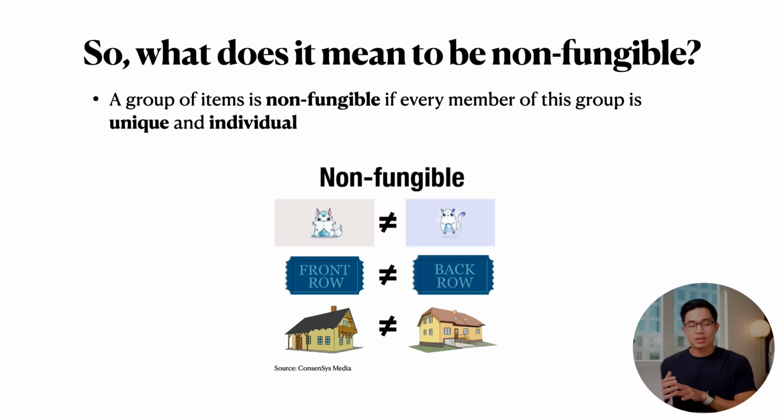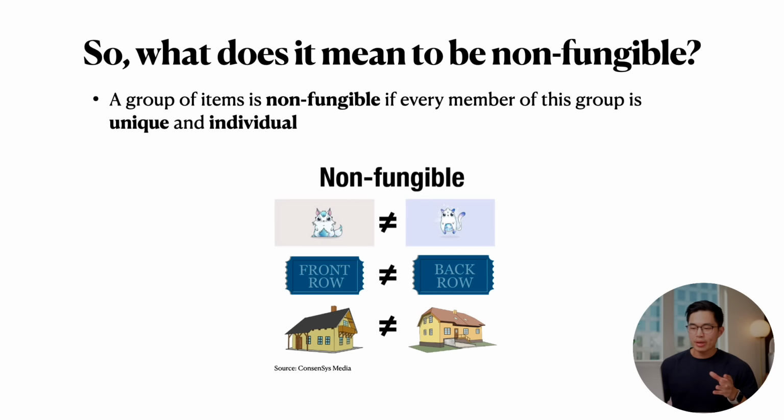A group of items is considered non-fungible if every member of this group is unique. I know it's a little bit confusing, but let's go through some examples of things that are non-fungible. On that first picture you see, on one side we have a picture of one particular cat, and on the other side we have another picture of another cat. These two are non-fungible because they are not the same.